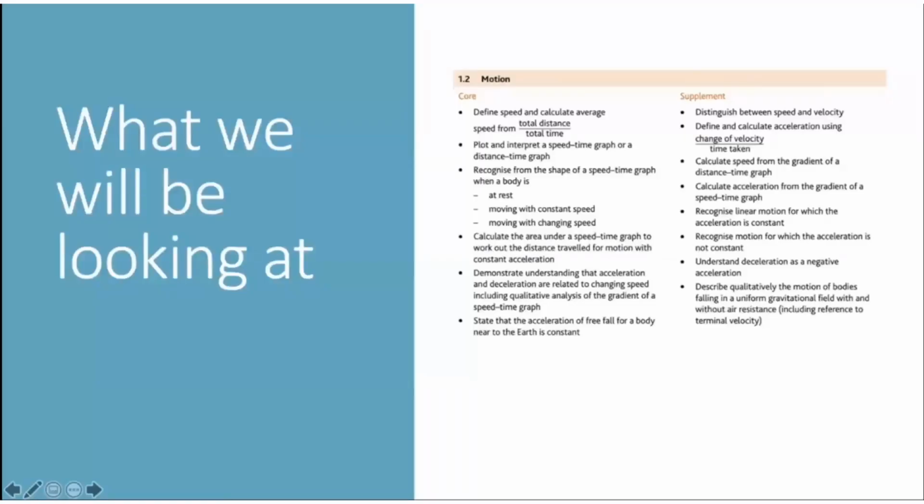So, hello friends, today we'll be starting with none other than motion, and I hope you all will enjoy it as it is quite an interesting topic. Well, this is what we'll be looking at. First, we'll learn what is speed, then we'll define average speed. We'll go through all these topics. Please just have a quick look.